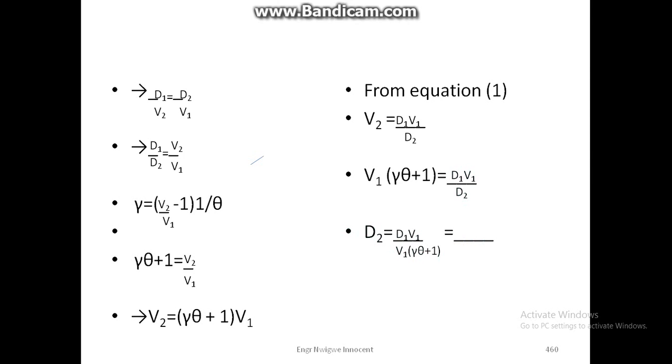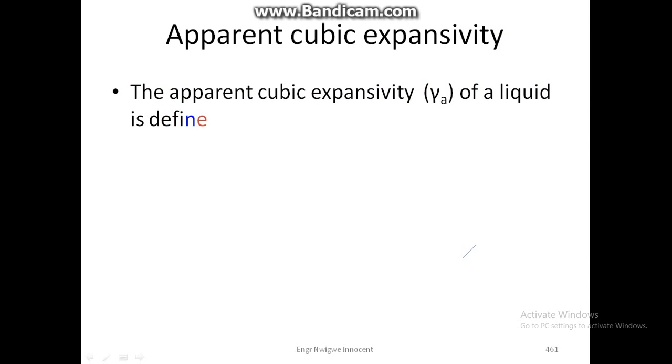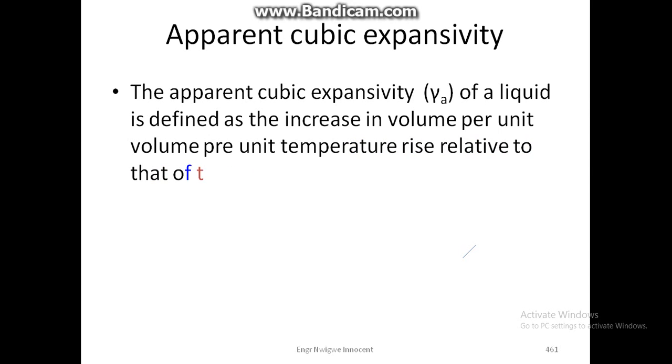Apparent cubic expansivity. The apparent cubic expansivity gamma A of a liquid is defined as the increase in volume per unit temperature rise relative to that of the material of the vessel. Apparent expansivity gamma A may be expressed as follows: gamma A equals mass of liquid expelled over mass of liquid remaining times temperature rise, which is equal to gamma R plus gamma. The absolute or true expansivity is equal to the apparent expansivity of the liquid plus volume expansivity of the containing vessel.